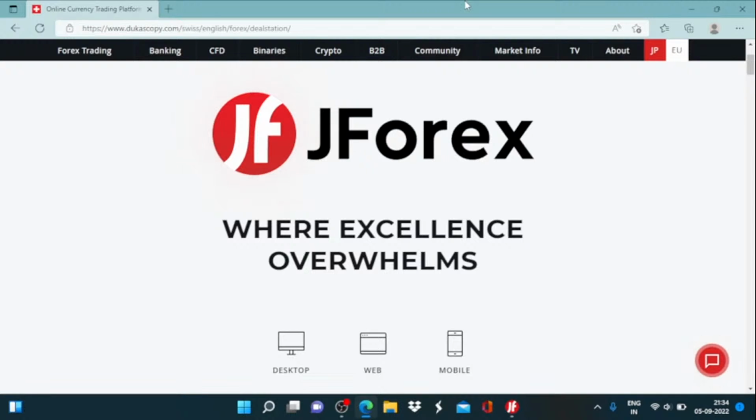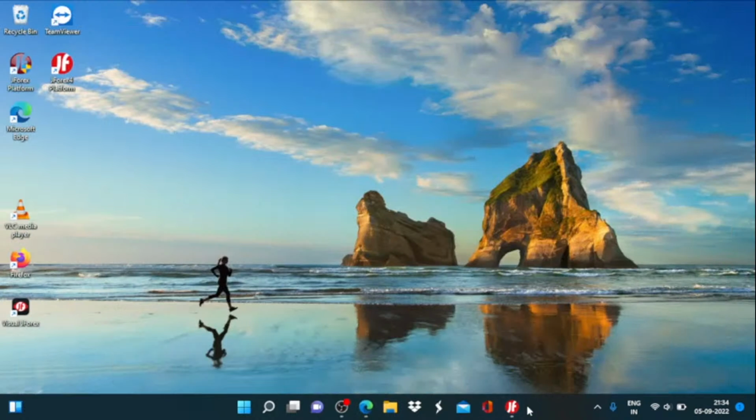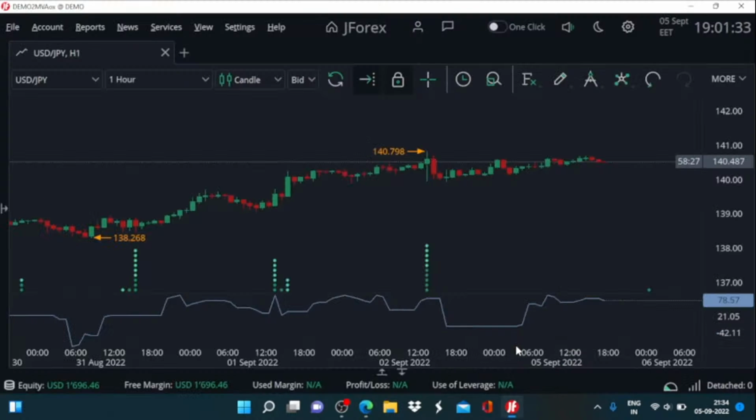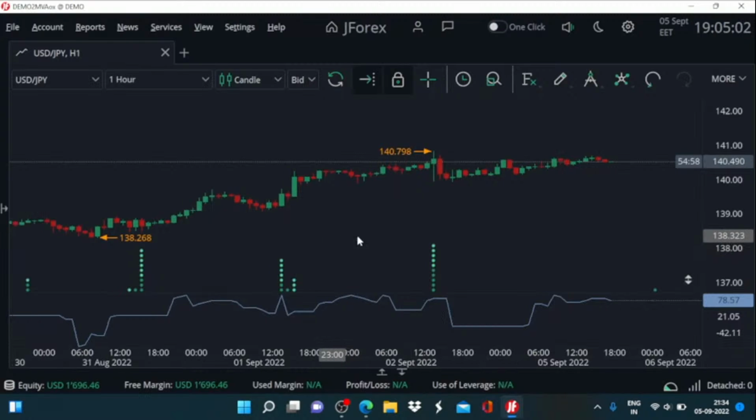But of course, these are oscillators, so it will have the values oscillating between two defined levels, the 100 on the upper side and minus 100 on the lower side. So let us now head to the JForex 4 platform, which has been designed and developed by the Dukascopy Bank SA. This is the newer version of the earlier platform.